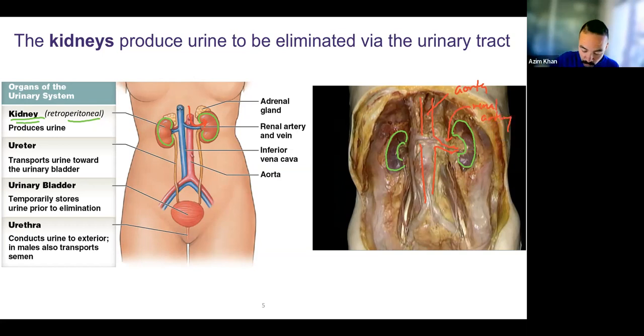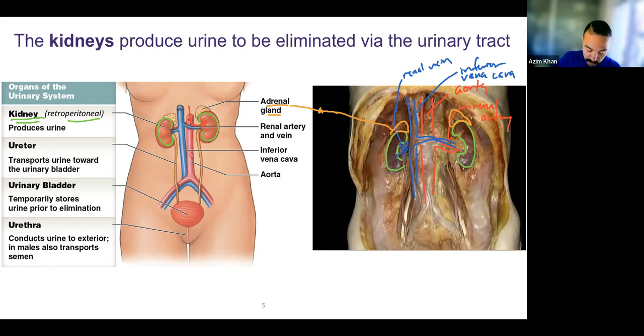We filter the blood, and then whatever blood is left comes back through renal veins into the inferior vena cava. The inferior vena cava and aorta are both retroperitoneal, just like the kidneys, just like the adrenal gland, which you can see on top here. All these organs are retroperitoneal, behind the peritoneal cavity, still in the abdominal pelvic cavity.